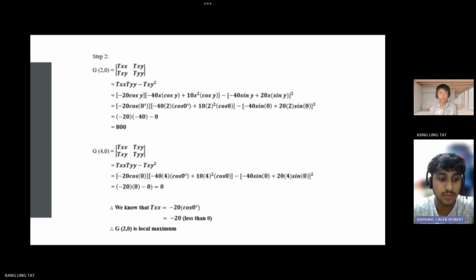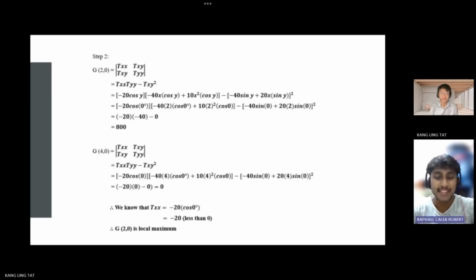As for step 2, we should compute all the partial derivatives using the critical points to be subbed into the determinant equation. Thus, for coordinates (2, 0), we get the value of 800. And for the coordinates (4, 0), we get the value of 0.